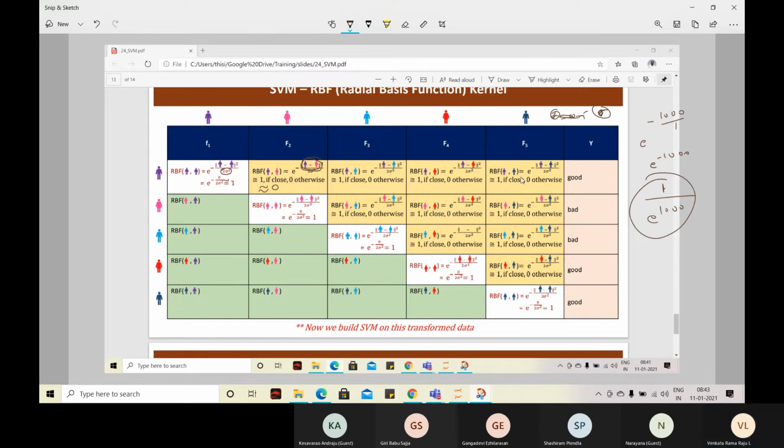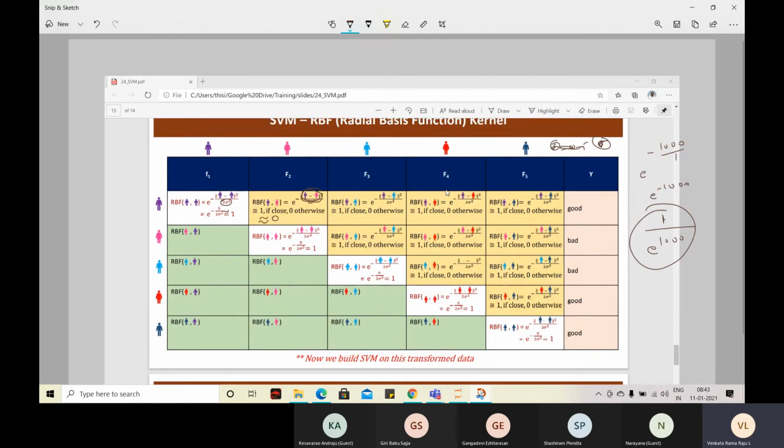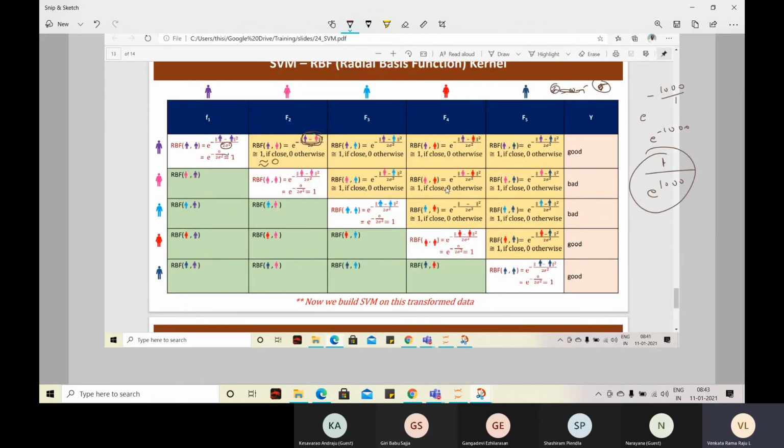And similar people will have a similar y value. The class is going to be the same. That way, data is intelligent now. We induce intelligence by using the RBF kernel. Got it? Got it, right? I'm moving on.